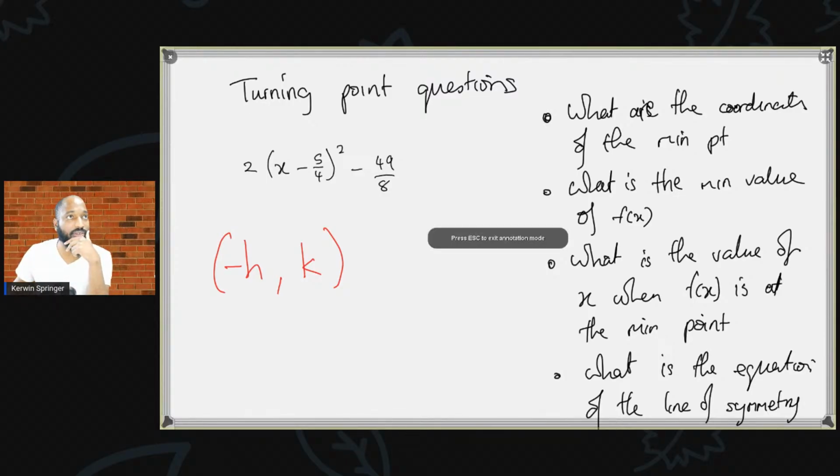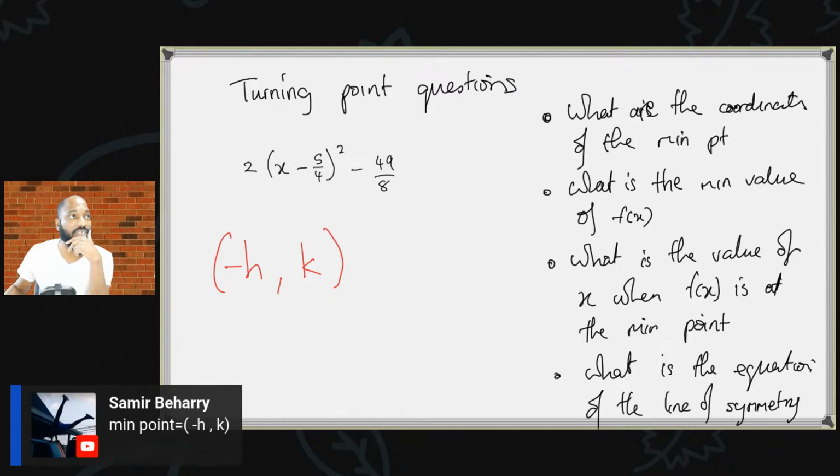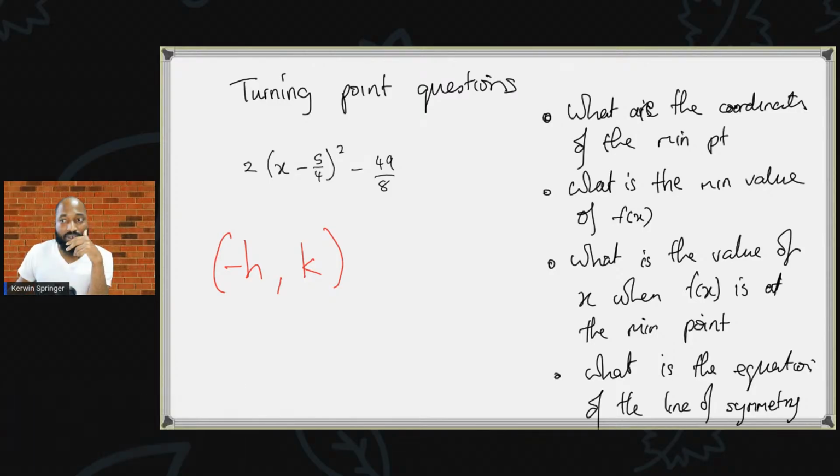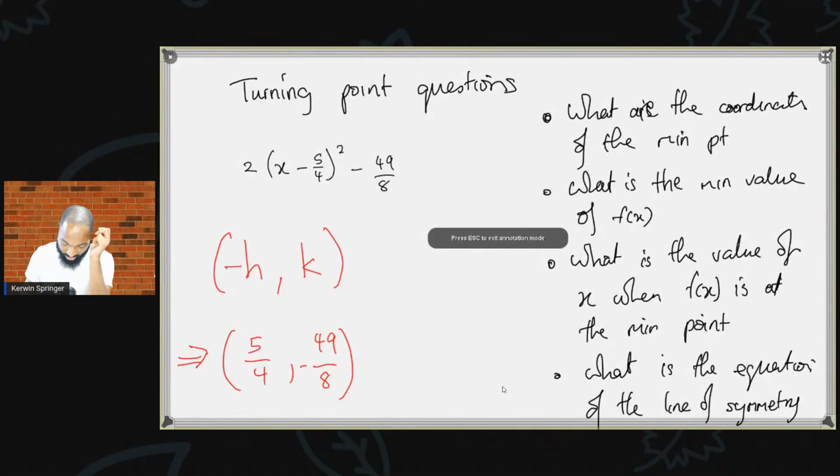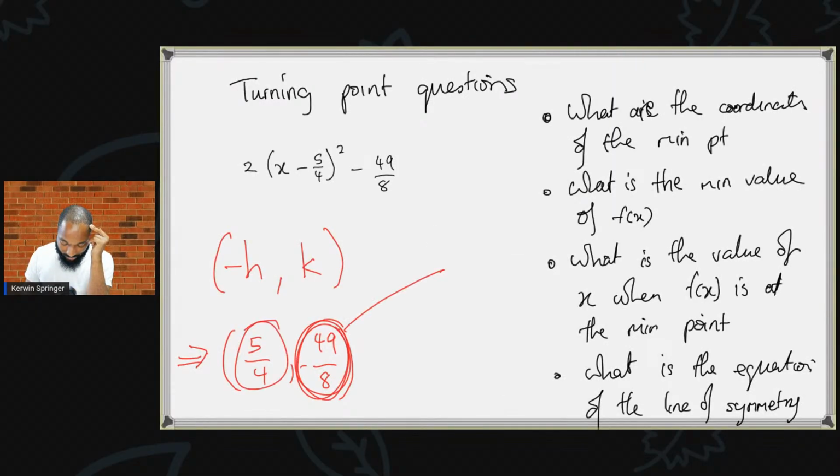Negative h, k. What does that mean? Well, this is h, this is k. The coordinates of the minimum point in this case must be negative 49 over 8 and 8. And we could go back to our little graph too and see that. This is the coordinates of the minimum point. What do you think negative 6.125 is? And what do you think 1.25 is? This is negative 6.125 and this is 1.25. They're just using decimals.